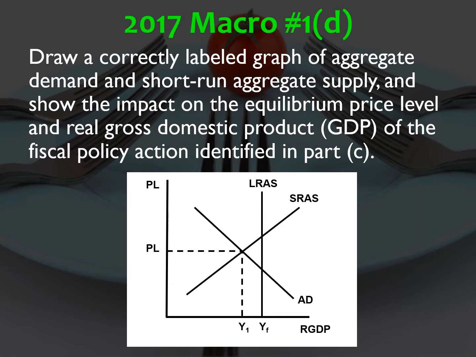YF is full employment level of output at LRAS, which is to the right of current equilibrium, and that indicates a recessionary gap. What happens is with increased government spending or decrease in taxes, aggregate demand shifts to the right, restoring the output to full employment and increasing the price level to PL1.